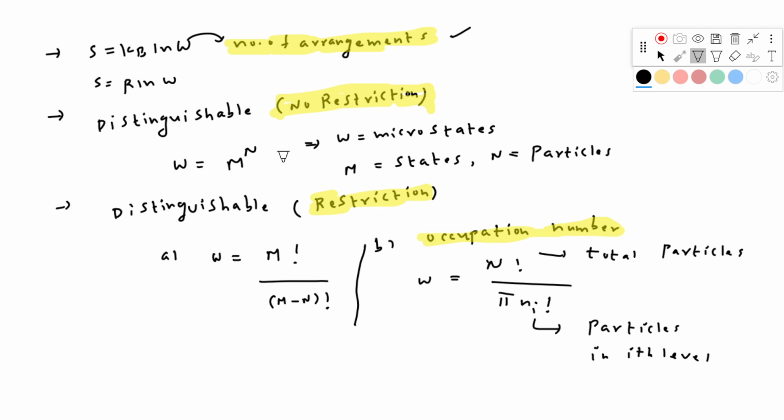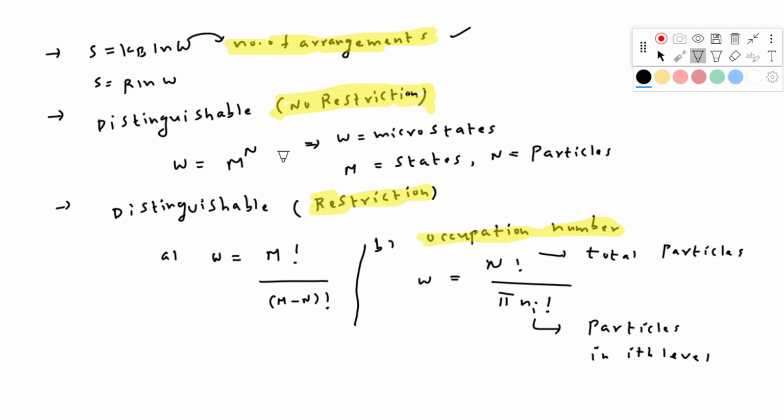Just remember here. And the next important formula, S equal to R ln W. R is nothing but gas constant, 8.314 joule per Kelvin per mole. In R ln W, W is nothing but your number of arrangements again, right? This is a very important formula. On this formula, you can expect one question regularly in GATE, right?